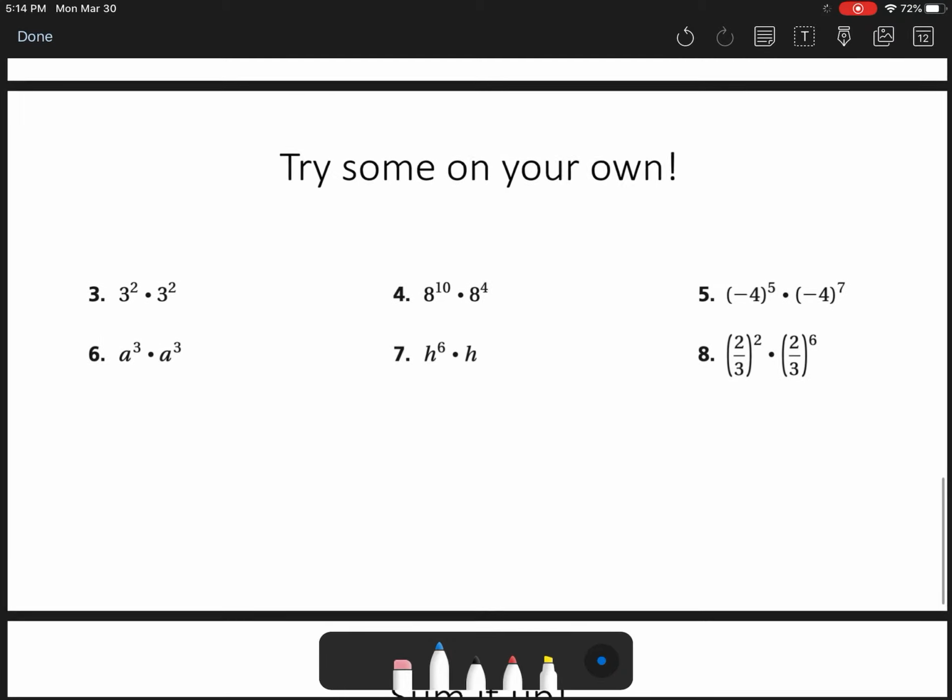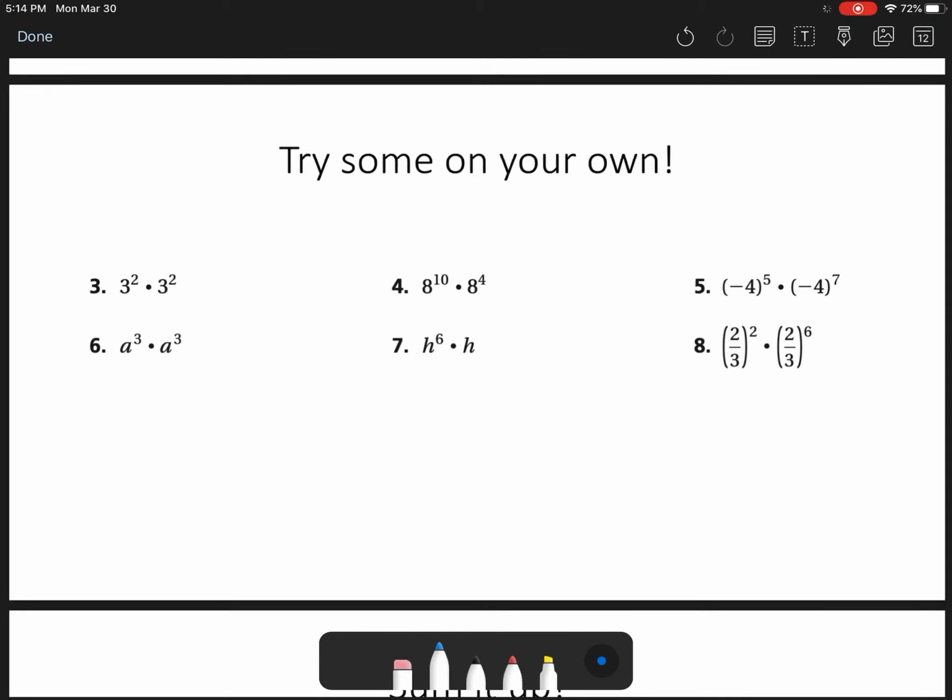Okay, you got a couple to try here on your own. Let's take a look at how we solve these. 3 squared times 3 squared, we're going to simply add exponents. We get 3 to the 4th power. Number 4, 8 to the 14th power. Number 5, negative 4. Make sure you have that in parentheses, and that's going to be to the 12th power.